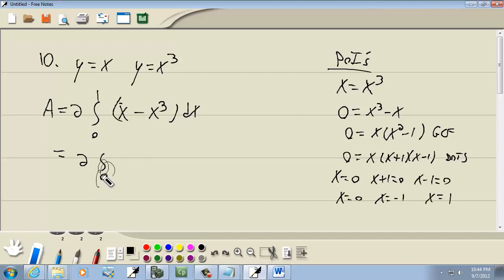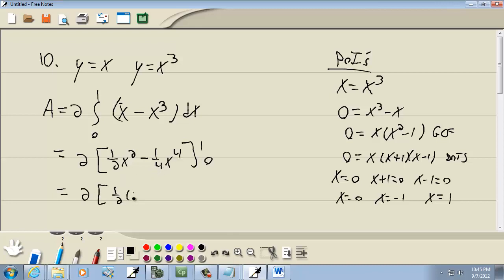Actually, I'm ready to take the integral. There we go. So, add 1 to my power, divide by my new power. Add 1 to my power, divide by my new power. Now, it won't do us any good to plug 0 in, because 0 squared is 0, times half is 0, 0 to the fourth is 0, times 1/4 is 0. So we'll just plug the 1 in.